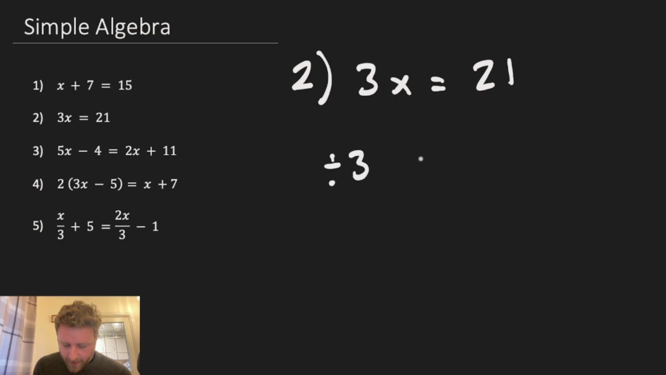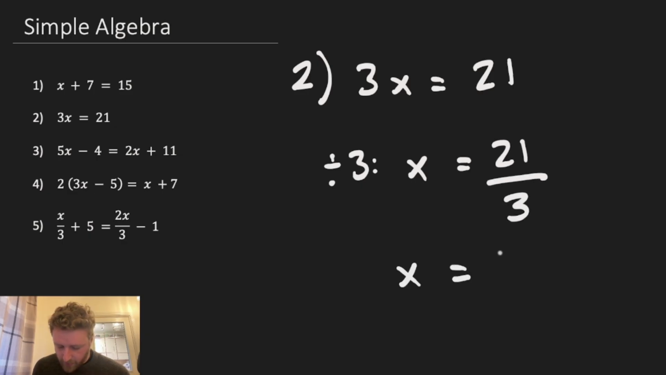And on the left, we'll get an x. And on the right, we'll get 21 over 3. So x is equal to 7. Nice and easy. Let's move on to question number 3.